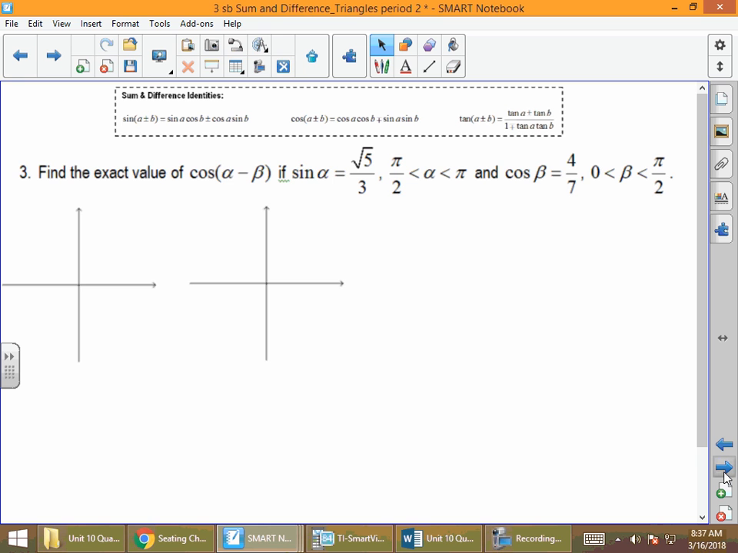And what we're going to do is we're going to draw our triangles, and we need to put them in the right quadrants. And on our first one, sine of alpha is the square root of 5 over 3, and we're going to be between pi over 2 and pi. Go back over here, pi over 2, and pi. So that means we're going to draw our triangle in quadrant number 2.